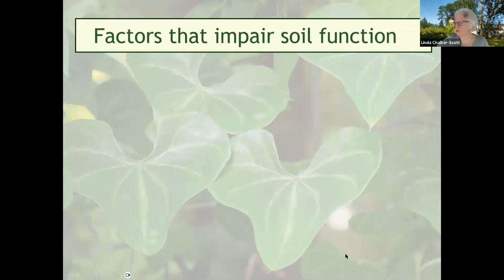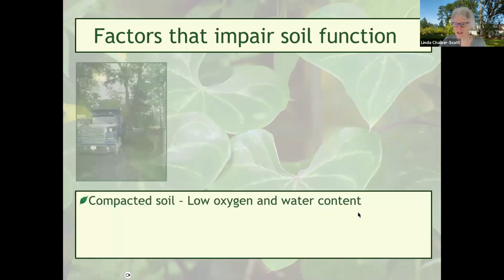Okay, so that's a really quick overview of the types of things you might see in your soil test and how you might interpret those. There's much more to that, but since I've got lots to cover tonight, we're going to move on to thinking about other things that will impair the ability of your soil to function well, and that will show up in problems in your plants.